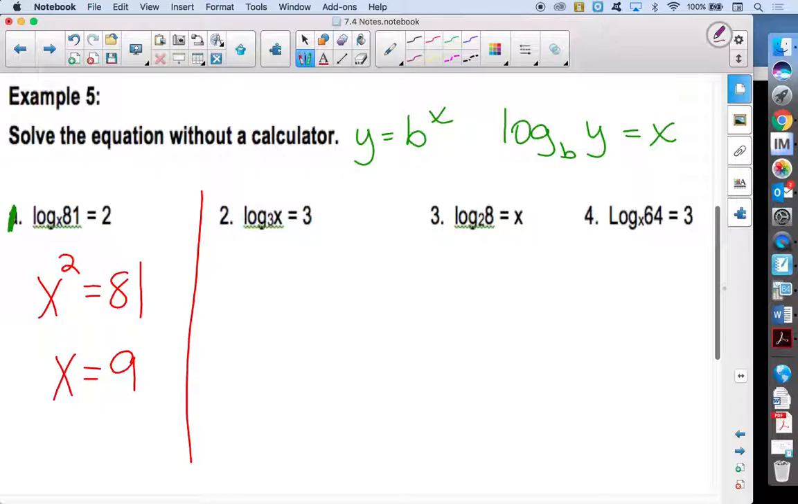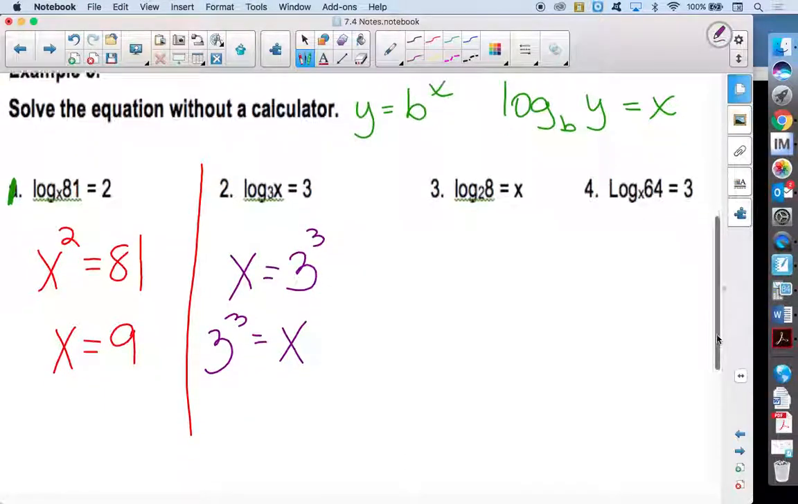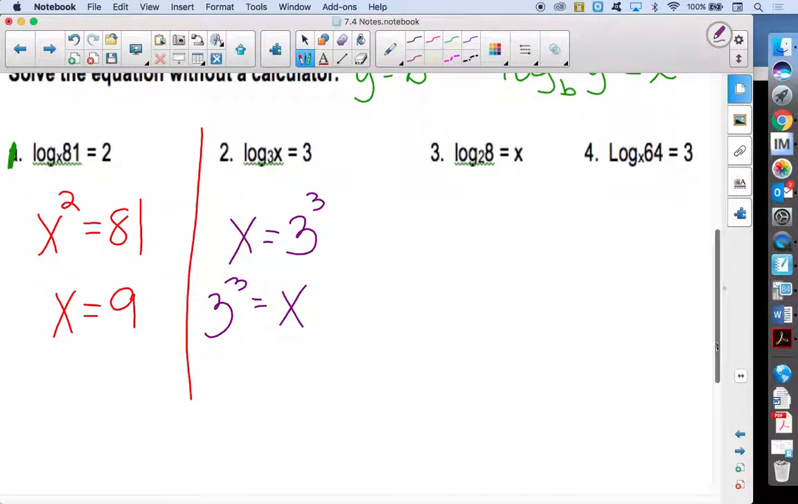Virginia, how would you rewrite it? So she said x is equal to 3 cubed. You could have also said 3 cubed equals x. Either way is fine. And Virginia, what is 3 cubed? 27. So x is equal to 27. 27 is 3 cubed. So looking at number 3, log base 2 of 8 equals x.